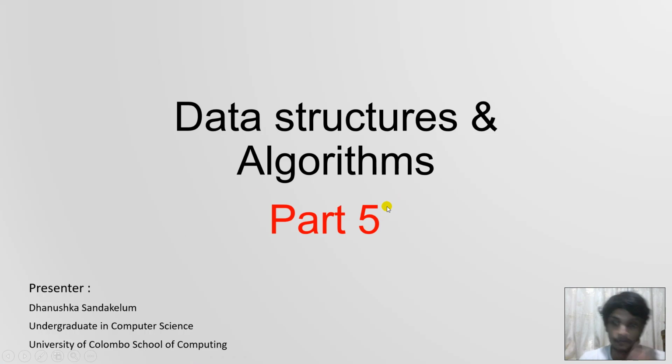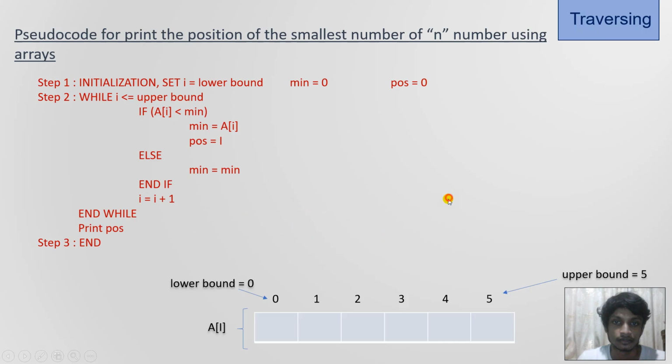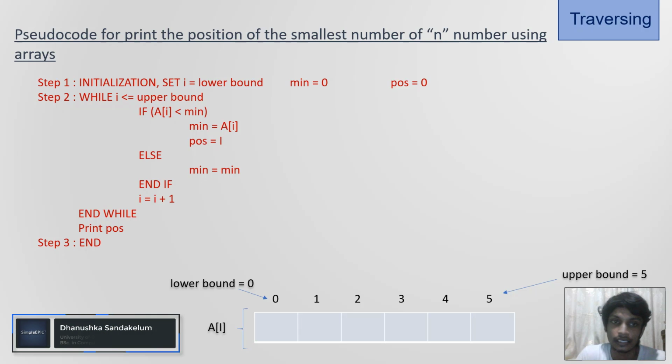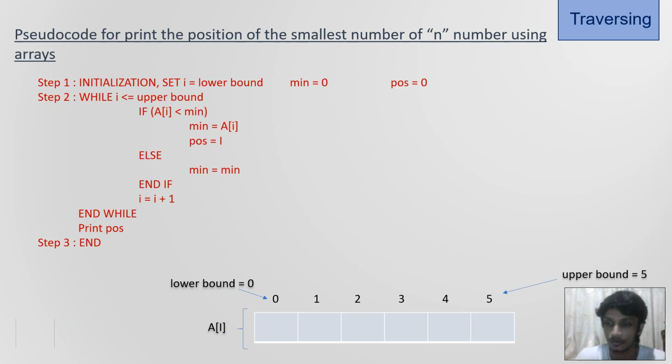So this is the fifth part of our tutorial series. In this video, I'm going to show how to implement pseudocode to find the smallest number in an array and where it's situated, which means how to write pseudocode to print the position where that smallest number exists.